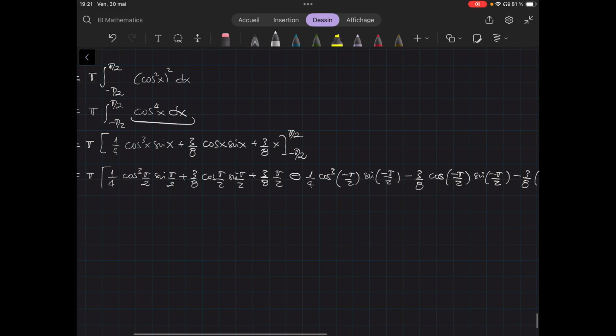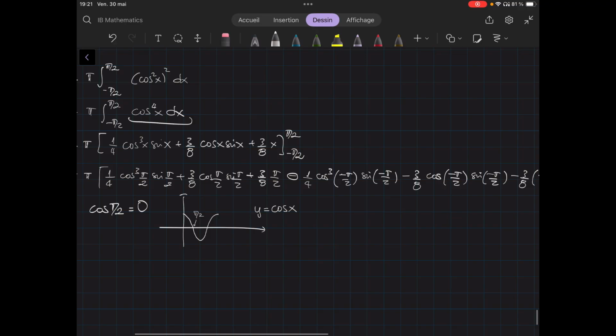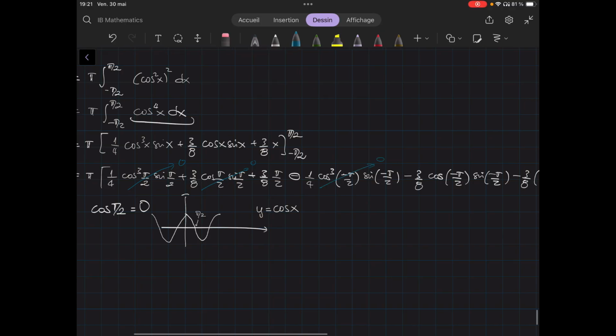Okay, this is looking quite convoluted unless we realize that cos of pi by 2 is equal to 0. Just quickly recall the graph of y equals cos of x. It's going to go down, it's going to go up. So cos of pi by 2 is 0. That means every single term with cos of pi by 2 is going to be 0. Likewise, cos of negative pi by 2 is also going to be 0. That's gone. That is also gone.